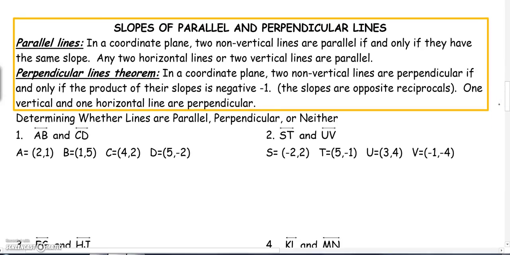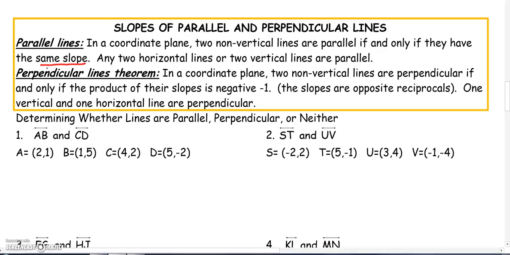So let's use slope to find parallel and perpendicular lines. Parallel lines are going to have the same type of slope. Also, anytime that we have 2 horizontal or 2 vertical lines, they are also parallel.